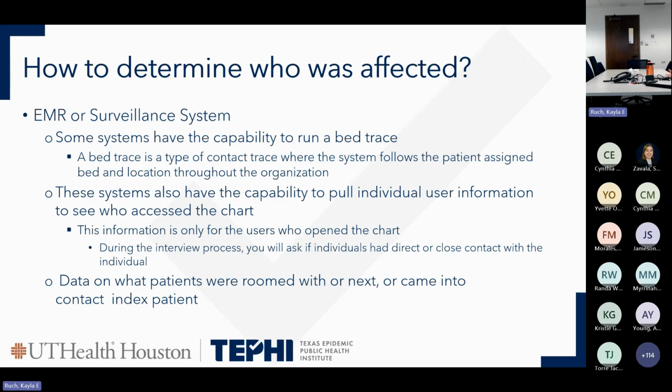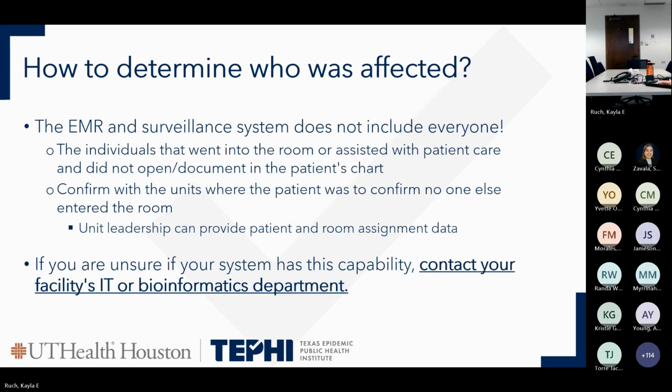But this will pull a bunch of data for you to see who all accessed the patient's chart. So this is a digital footprint, but you also need to then confirm that there was no one else that entered that area or had contact with that patient. So you'll still need to follow up with those specific units and talk to them and confirm that no one else was in that room. This is also really great because it'll pull data on what patients were room next to them, what came after them, where they were in the ED, in their rooms, if they had a double occupant room or if they had a single occupant room.